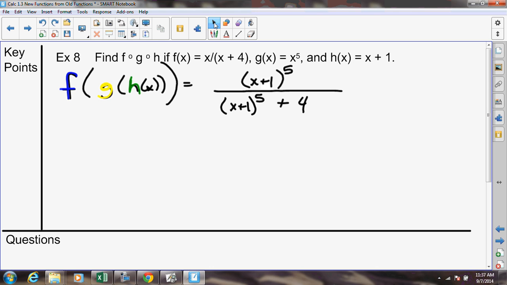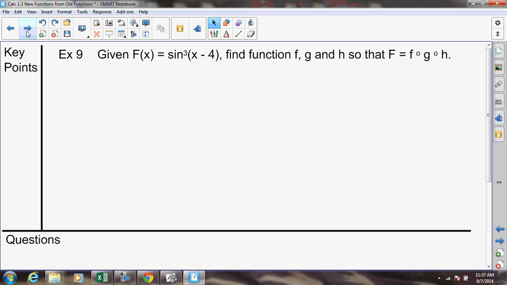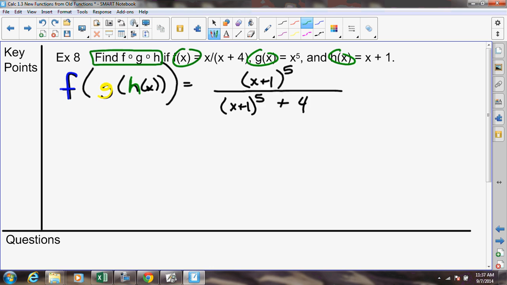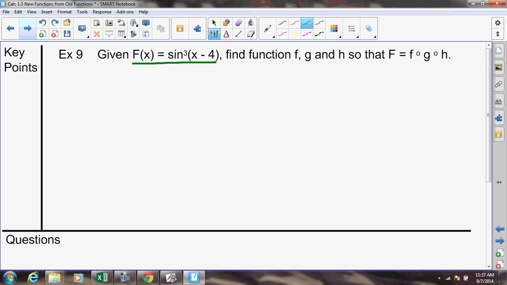Example 9 is working backward. Instead of already knowing the three functions f, g, and h, and then creating the composition, work backwards, where we have the composition already, and you figure out the stages. My favorite technique for this one is to actually follow the order of operations. In order to create this f, we're going to start off with an x. What is the very first thing that's being done to it? Inside our parentheses, we have subtract 4. That gives us x minus 4.